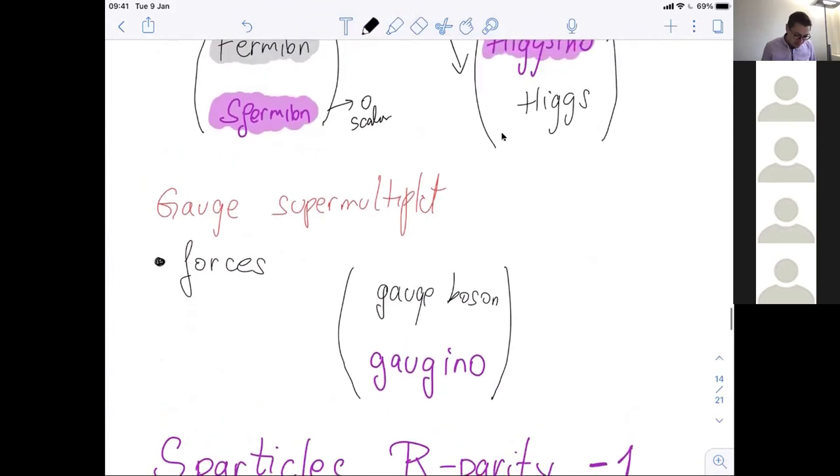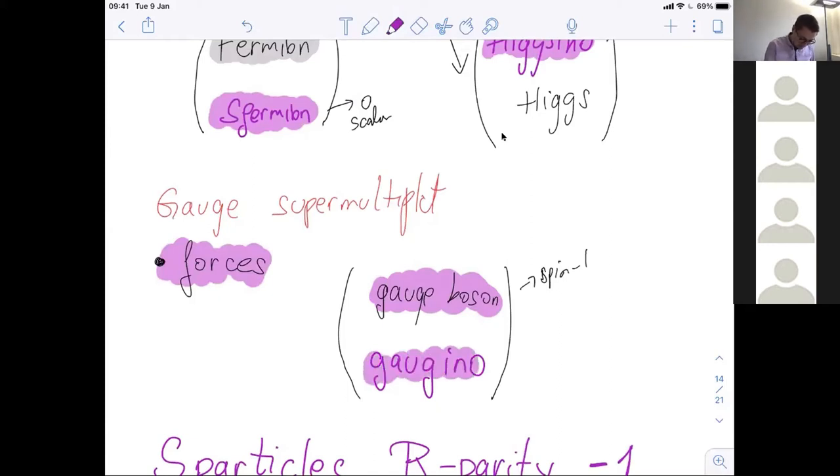And then there is a gauge supermultiplet, which describes forces. The gauge bosons are spin one. Their partner will be the gaugino. The gaugino is spin one half.